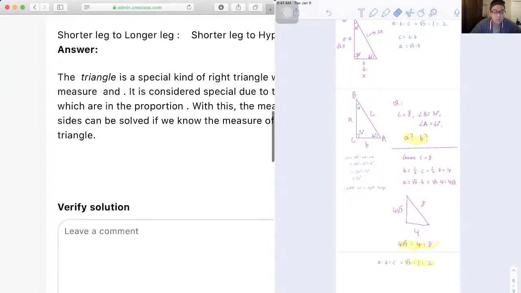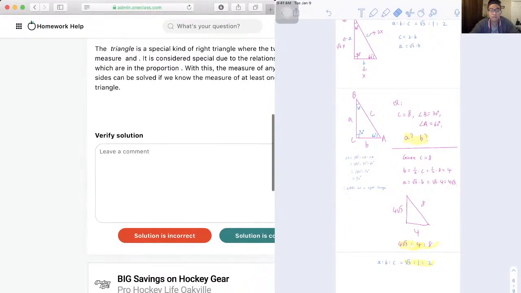So let's leave a comment there. Solution is correct.